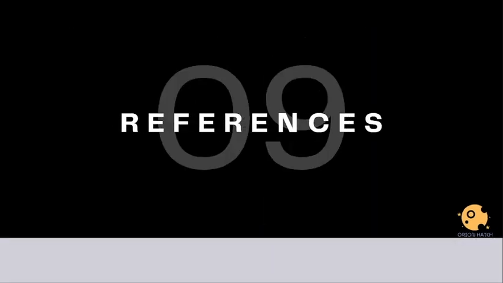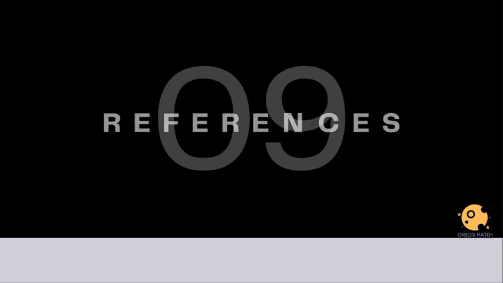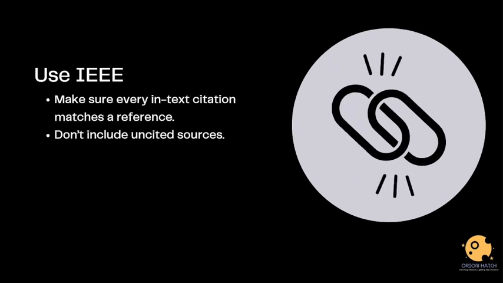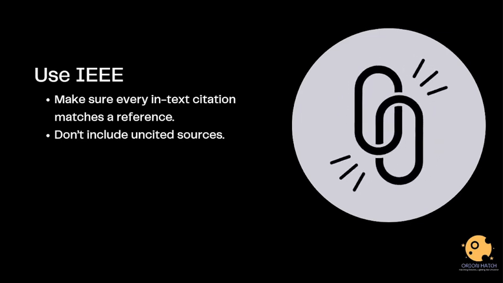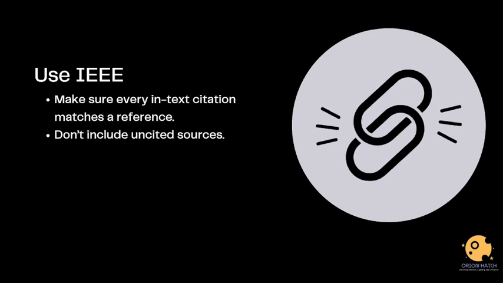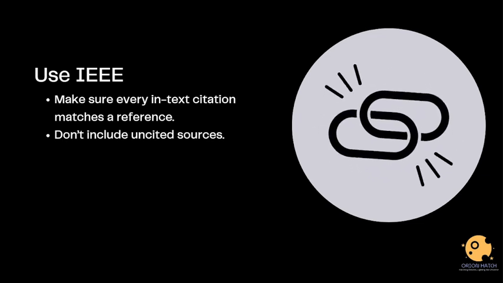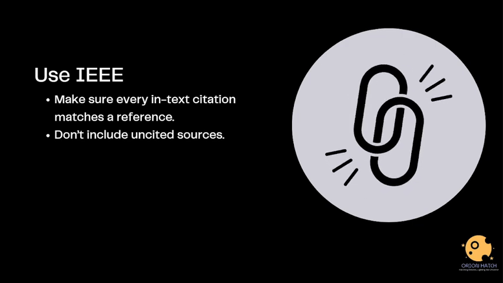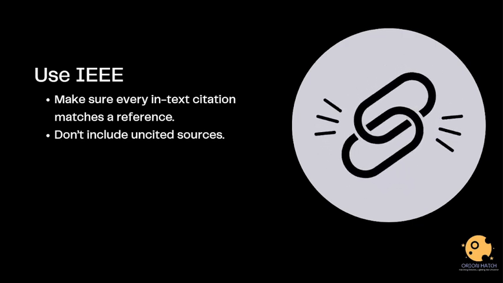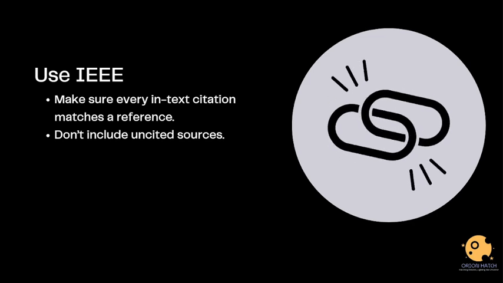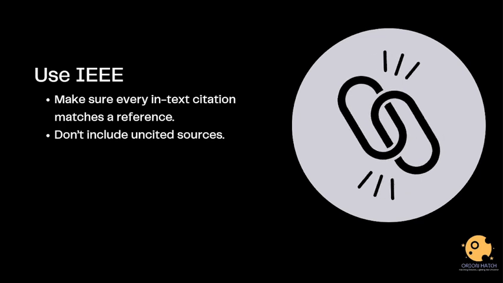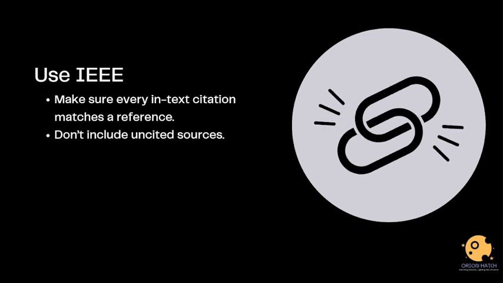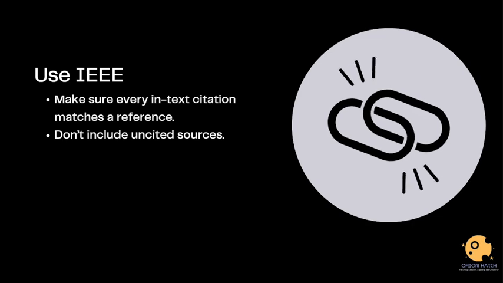Then our ninth step, references. Use a consistent citation style, and make sure every in-text citation appears in the reference list. And also, very importantly, don't include sources you didn't use. Reviewers always check this.